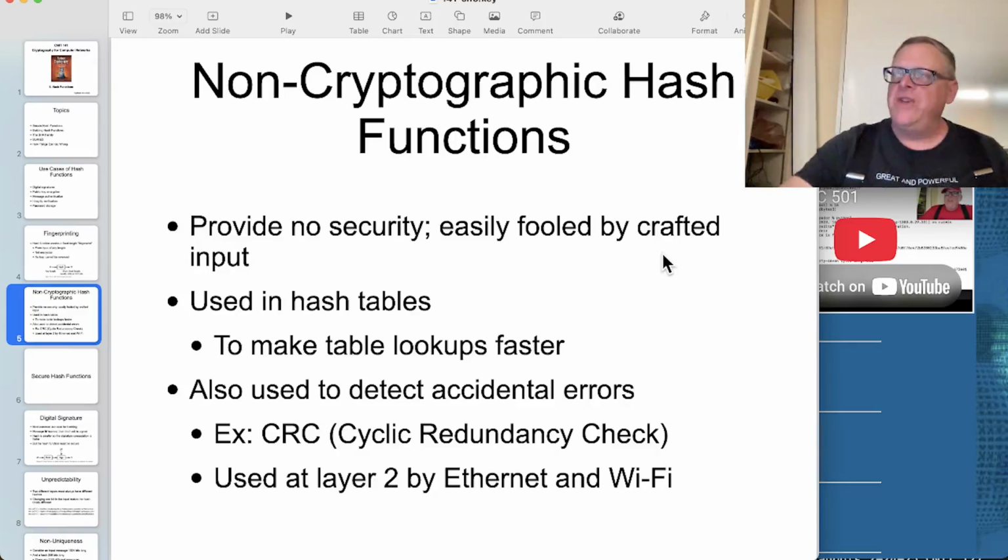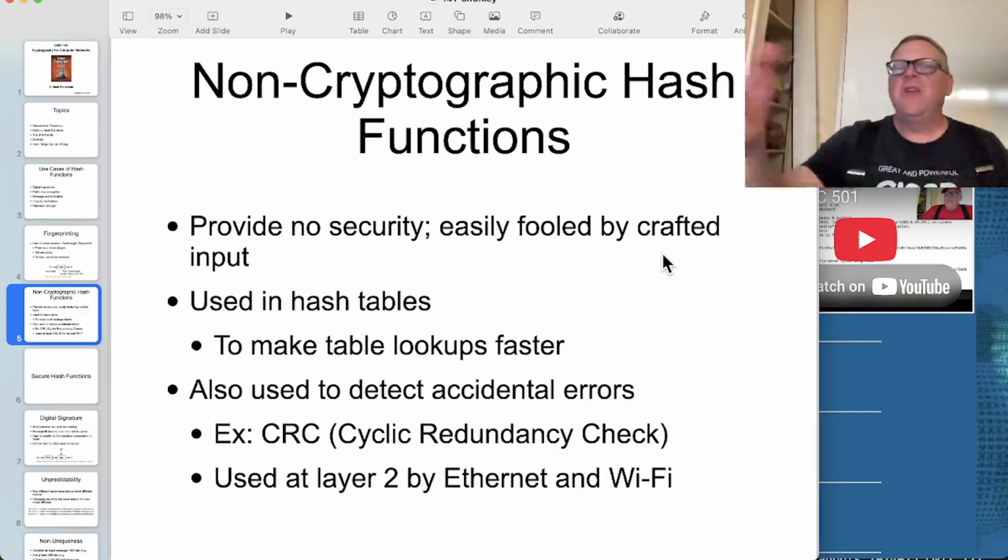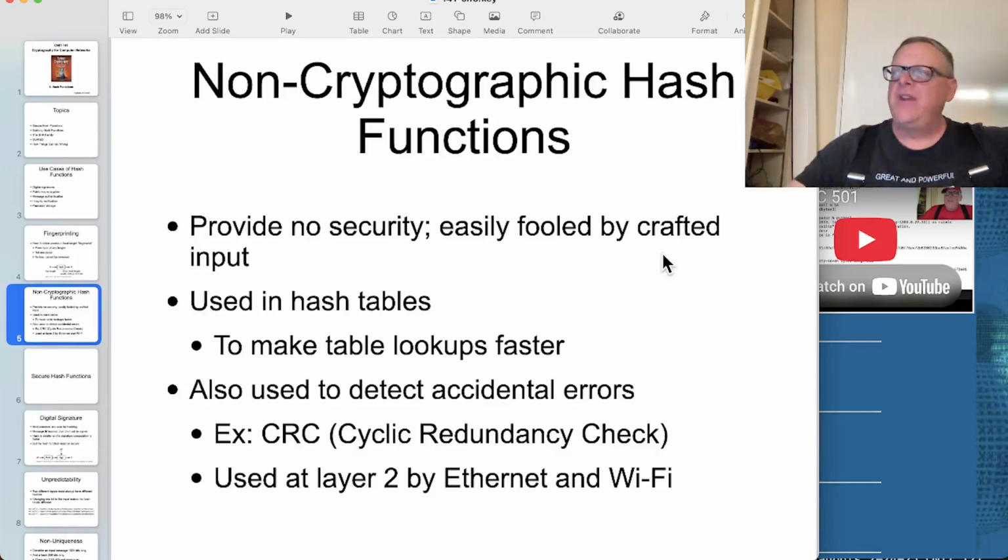Those are hash functions used just to create a sort of index label to find data, but they're not intended to be cryptographic, they're not unique, they're not hard to predict or hard to fake. They serve a different purpose. Another one is cyclic redundancy check. This is, I think, a 32-bit hash created.